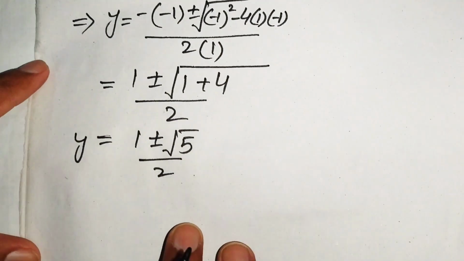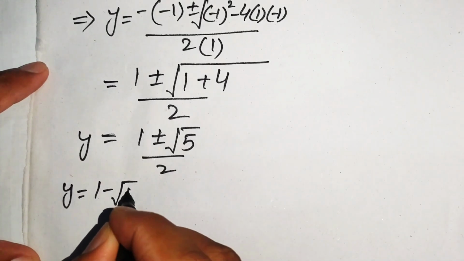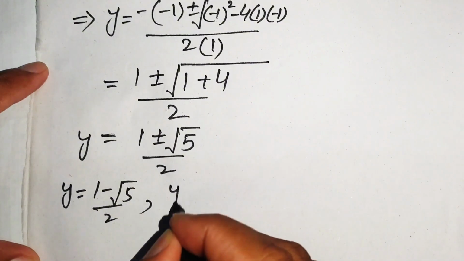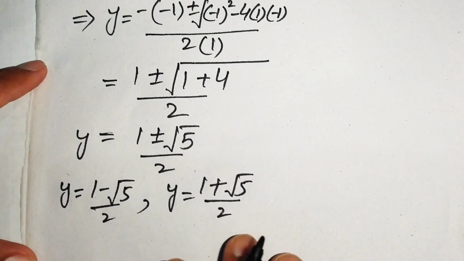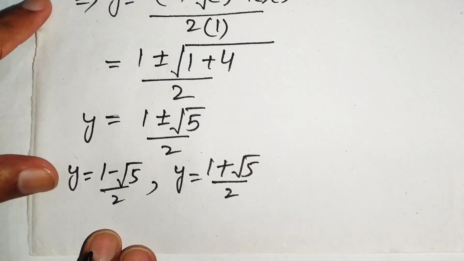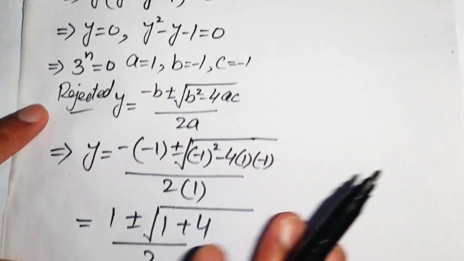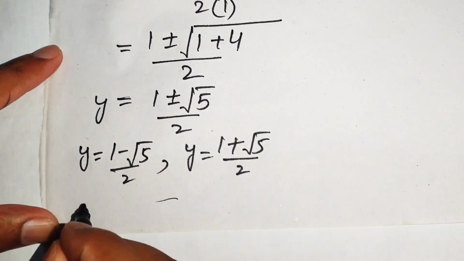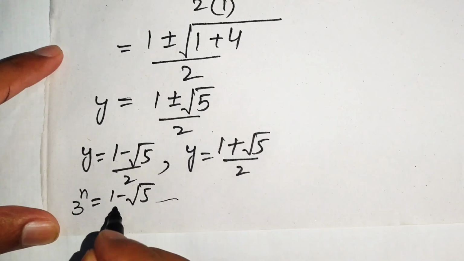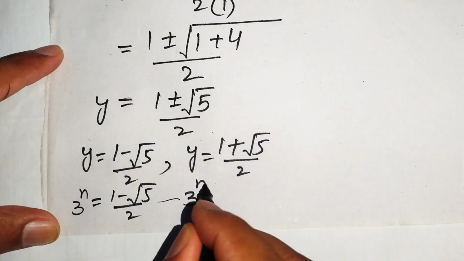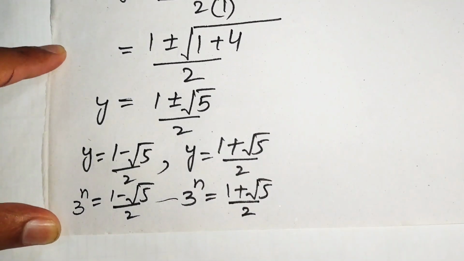So now in the next step we convert this into two cases. Our first case is we write y equals 1 minus square root of 5 over 2, and the second case is we write 1 plus square root of 5 over 2. So now we back substitute the value of y here, and the value of y is 3 to the power of n. So we put this value in these two cases, and it will be written as 3 to the power of n equals 1 minus square root of 5 over 2, and we have 3 to the power of n equals 1 plus square root of 5 over 2.